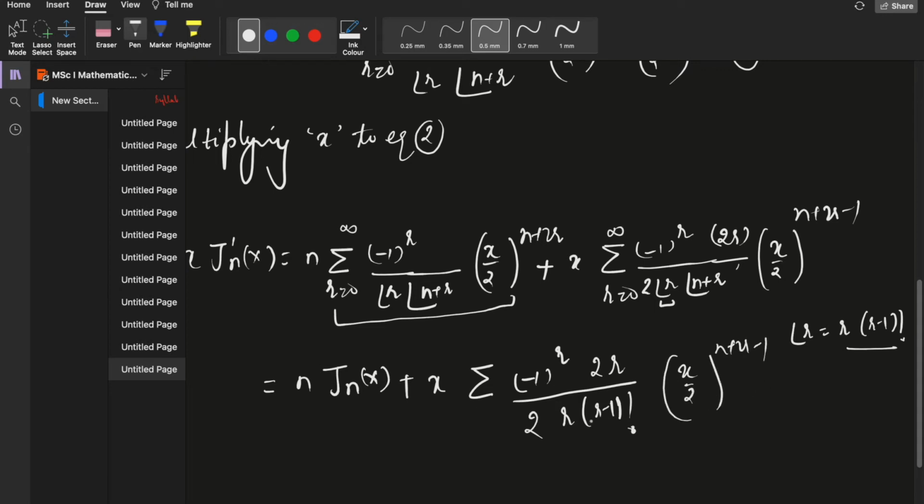Good. Now r cannot take the value of 0. Why? Because if I take the value of 0, this term becomes factorial of minus 1, and factorial can't be negative. So we need to put the value of r equals 1 to infinity.